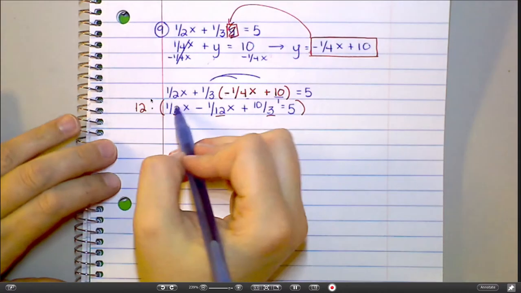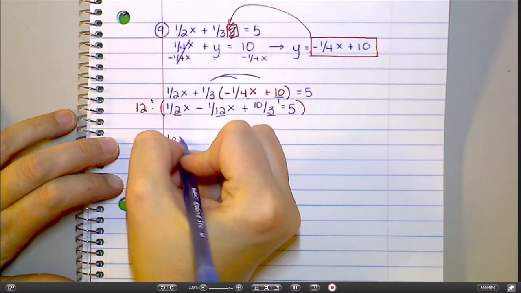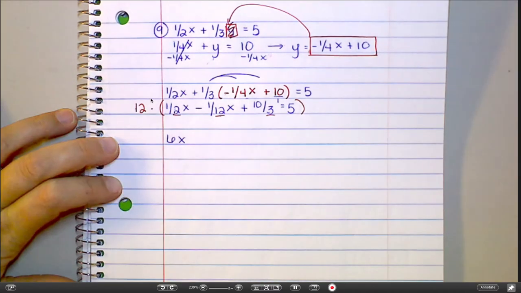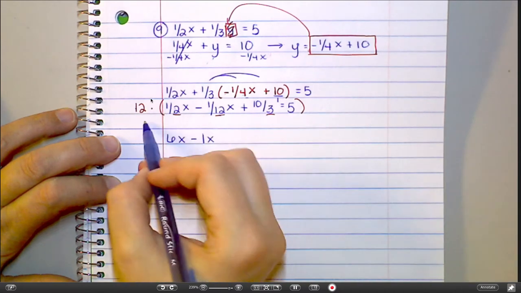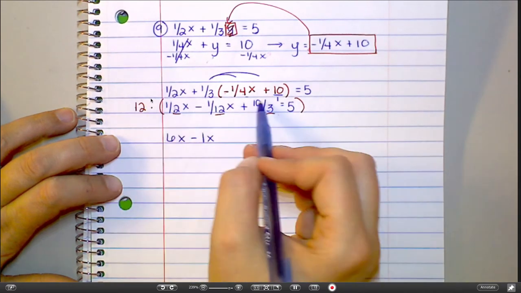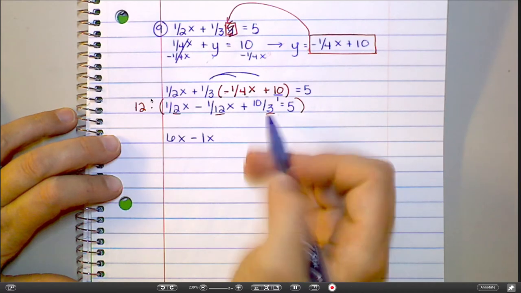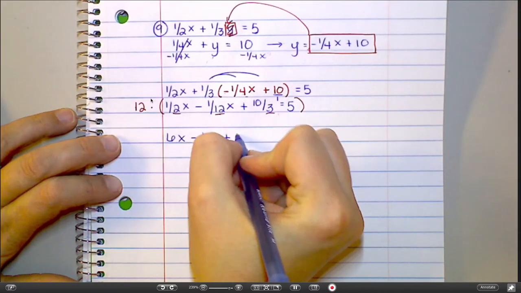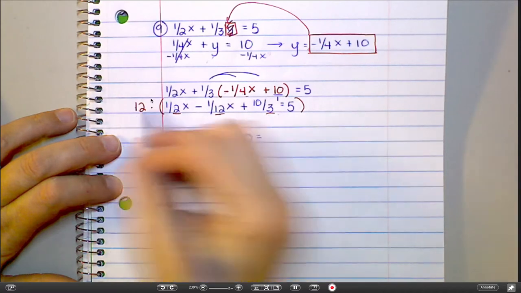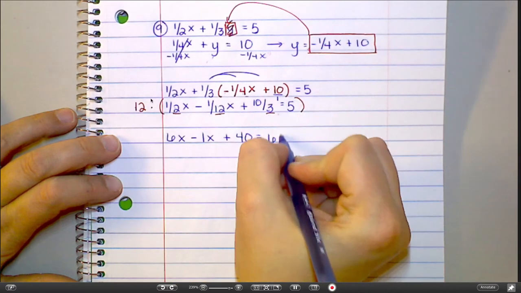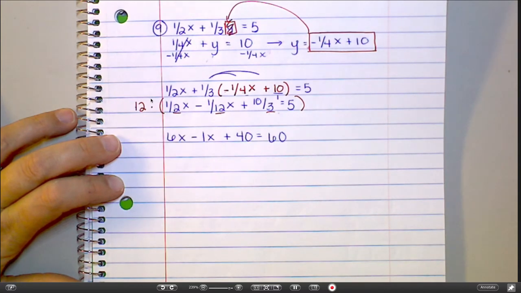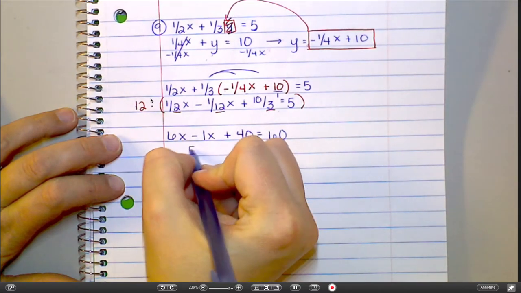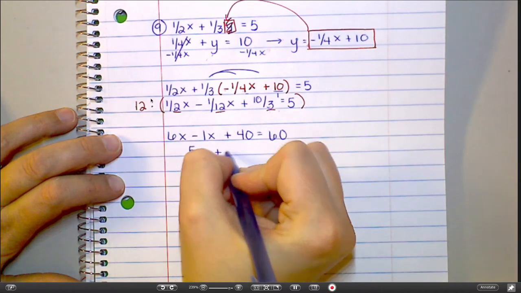So 12 times 1 half is 6. What's 12 times 1/12? Are you with me? 1. 12 times 10 over 3, that's 12 times 10, which is 120, divided by 3, which is 40. And then don't forget we have to do the 12 times 5 at the end. Okay, so now that looks a little nicer. So we're going to combine them. So now I have 5x plus 40.